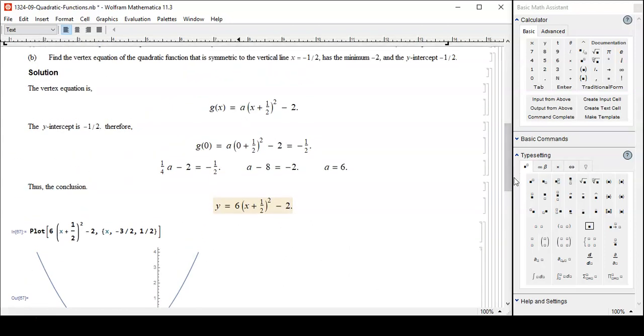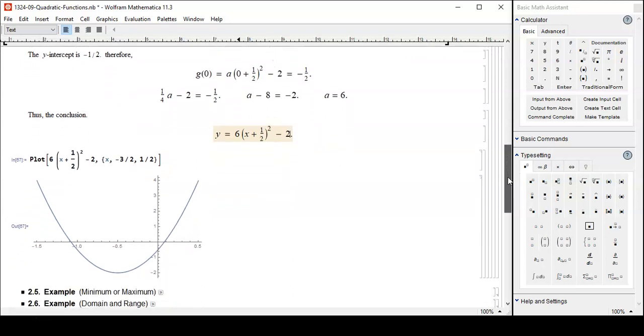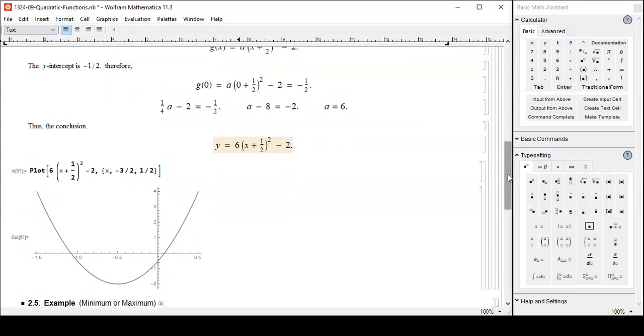Plug in 6: 6 times (x plus 1/2) squared minus 2. And if you plot that, then you get pretty much what's expected. And negative 1/2, comma negative 2 right here is the vertex, and then the y-intercept is right here, negative 1/2.